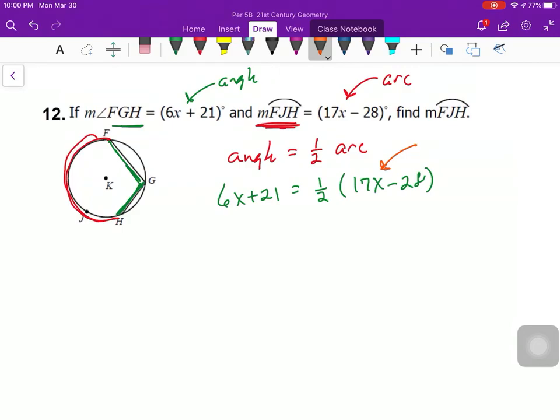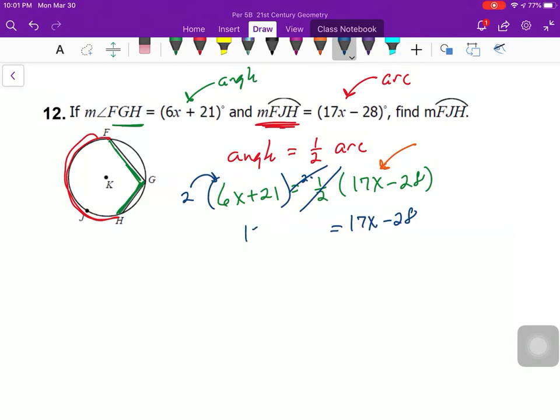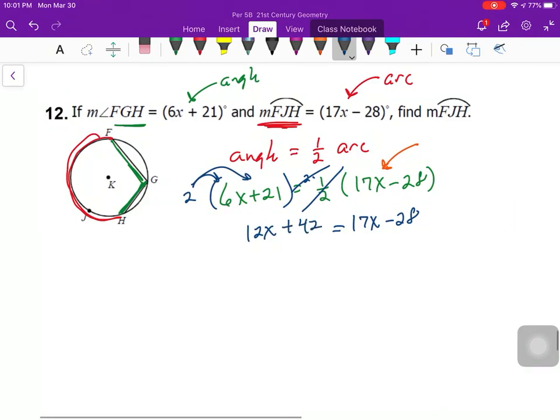Every time that you have a variable in the parenthesis, like this, I would encourage you to consider multiplying both sides by 2, because when you do that, it eliminates the fraction. And you would have 17x minus 28 on this side. On the other side, you would have 12x plus 42.